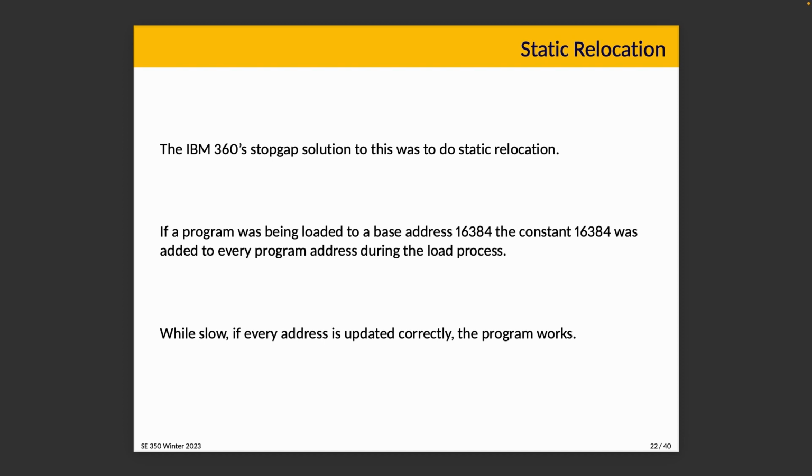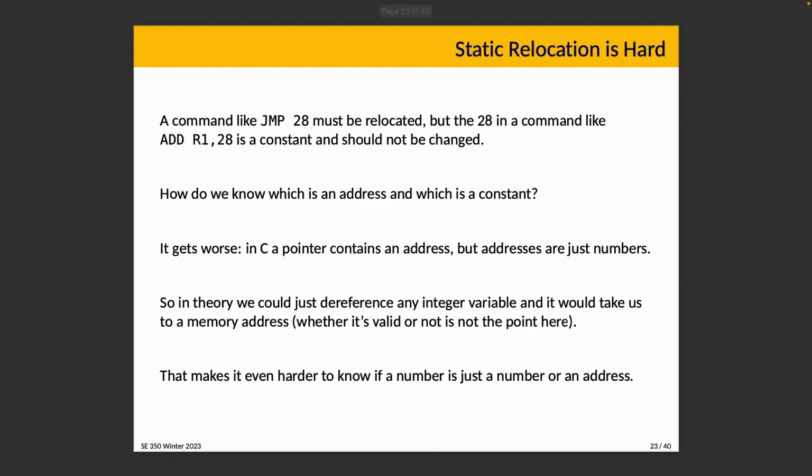But can we successfully do that? Well, the answer is it is hard. You can't just look for numbers, because a command like jump to 28 in a sort of pseudo assembly code has to be relocated, but the 28 in a command like add r1, 28, where we're adding the value 28 to register r1, is a constant, and we shouldn't change it. So how do we know which of those things is an address and which is a constant?